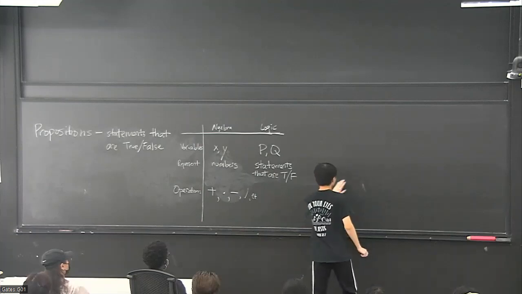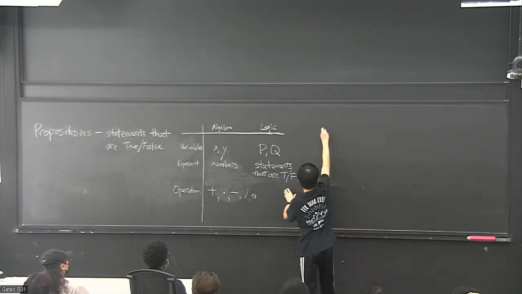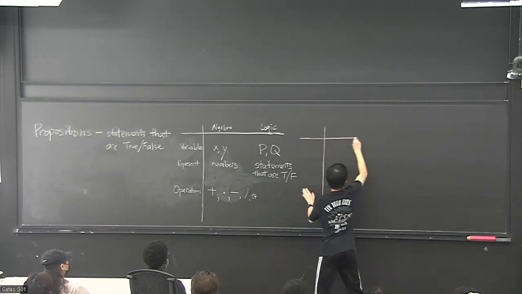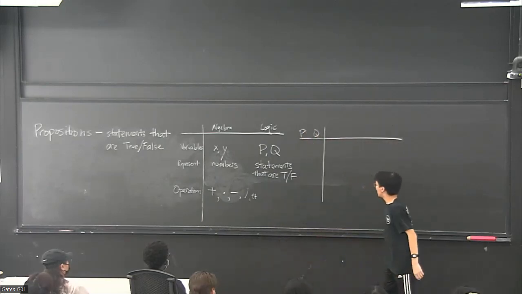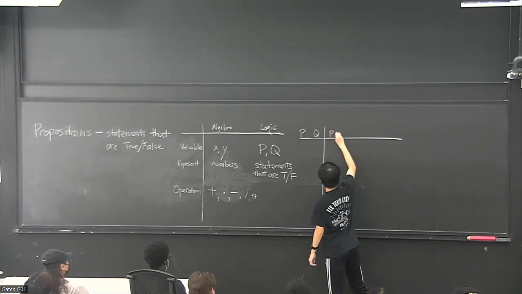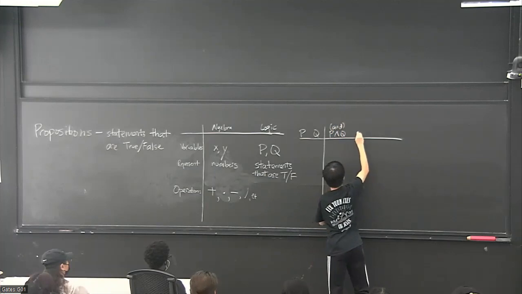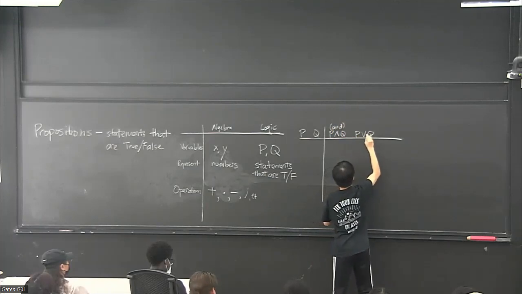So what kind of operations do we have here? I'm going to draw a table here. With p and q, we can have operations: p and q, p or q. These are symbols, but I'll write them out as p and q, p or q.